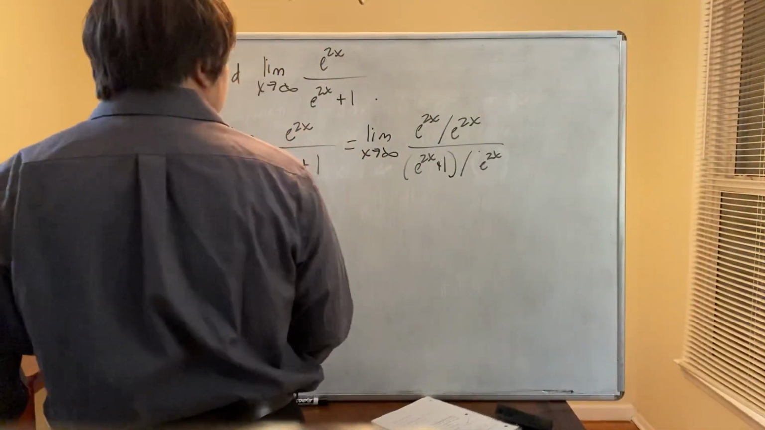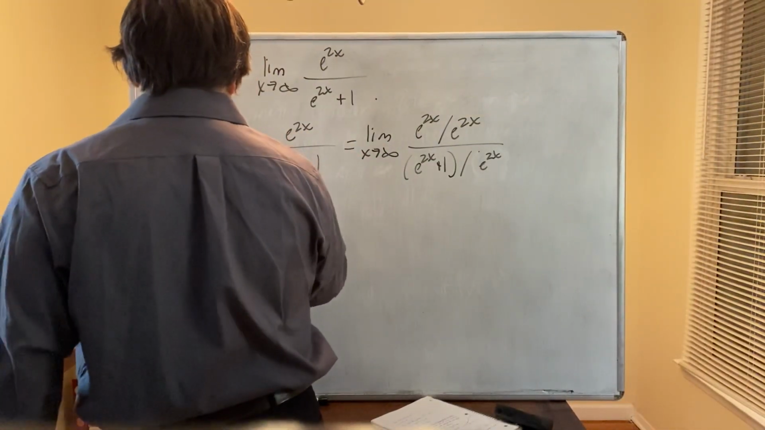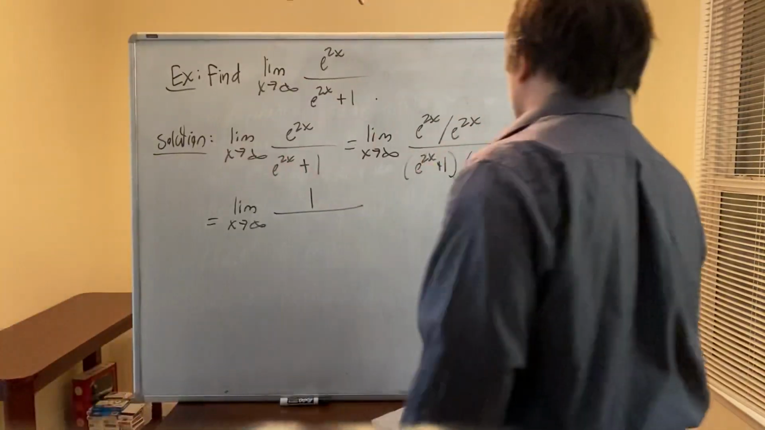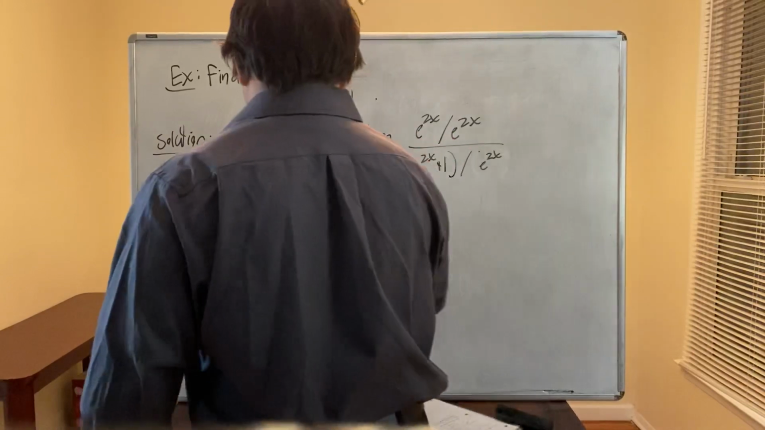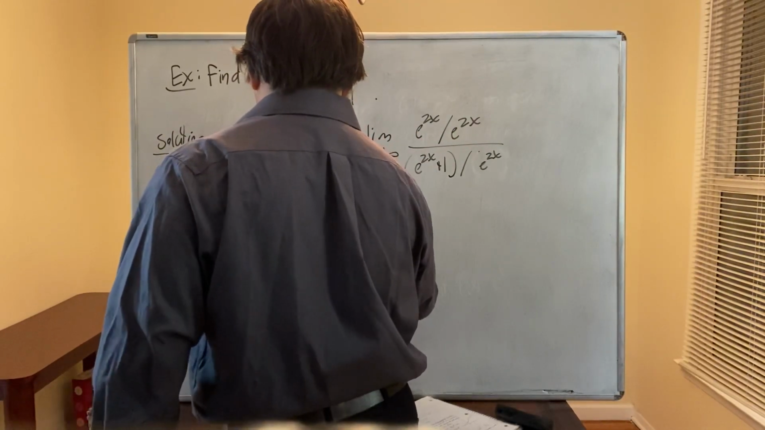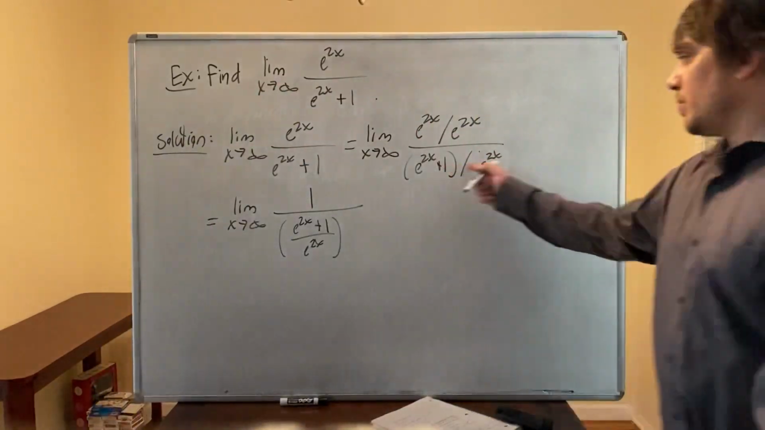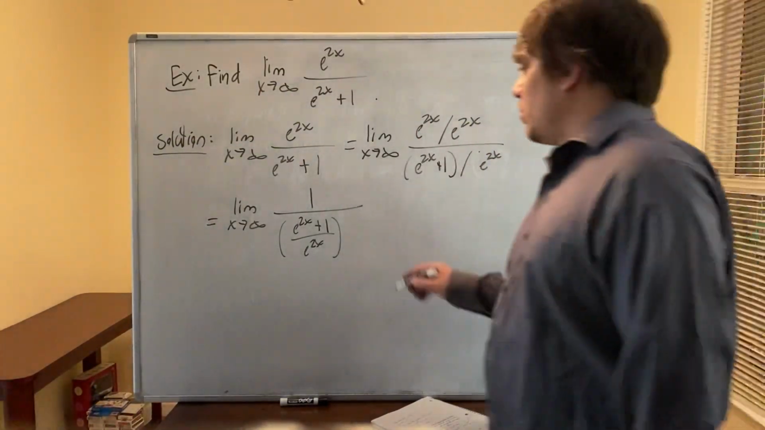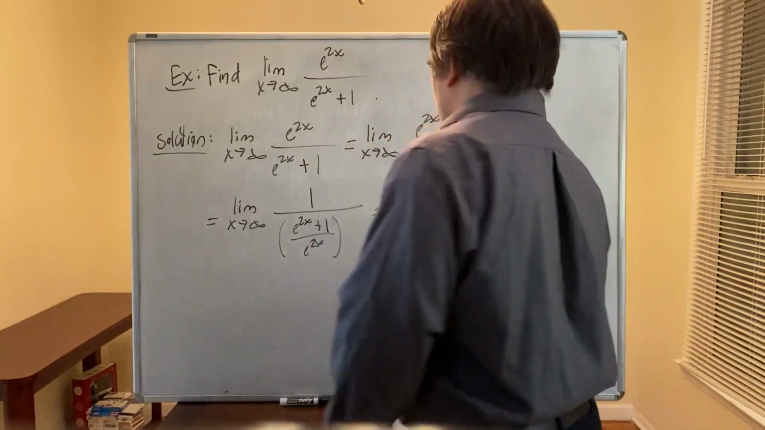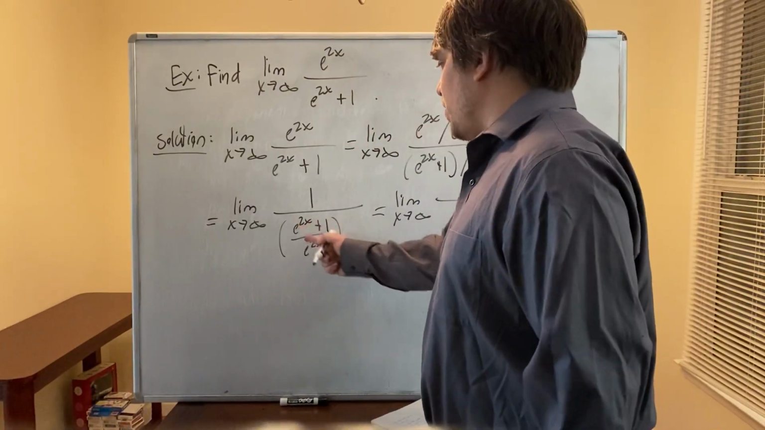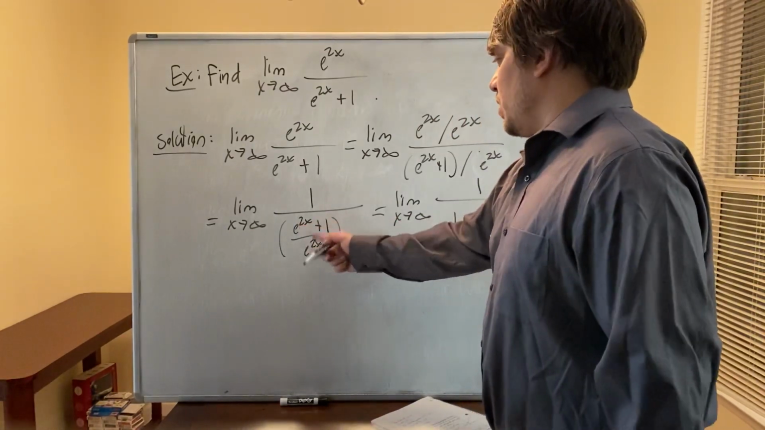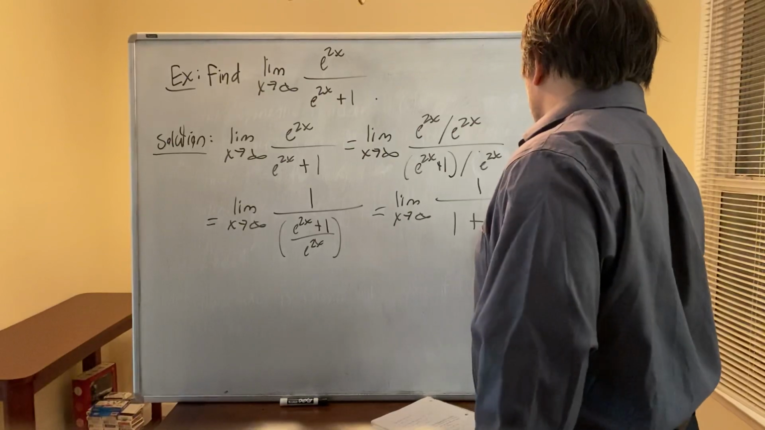And so what do you get? This is equal to the limit as x approaches infinity. e to the 2x over e to the 2x is 1. That's 1 over, well, it's 1 over this fraction. So I'm going to write the in-between step. This is e to the 2x plus 1 over e to the 2x. That's in the denominator. Now, this plus this divided by that, you could divide the first thing by e to the 2x and get 1. Then 1 plus 1 over e to the 2x.